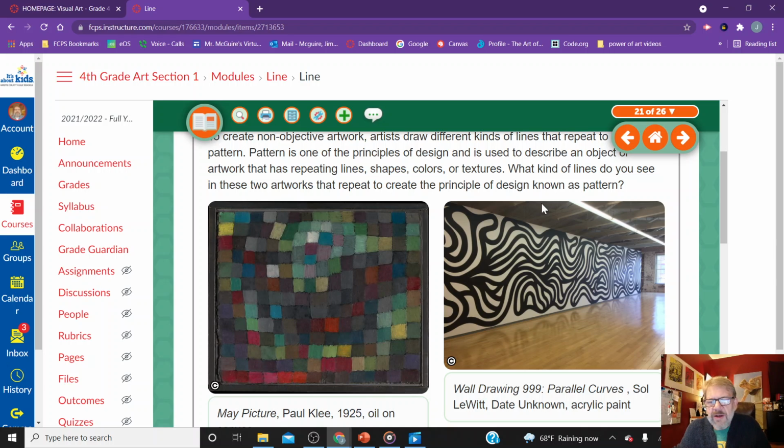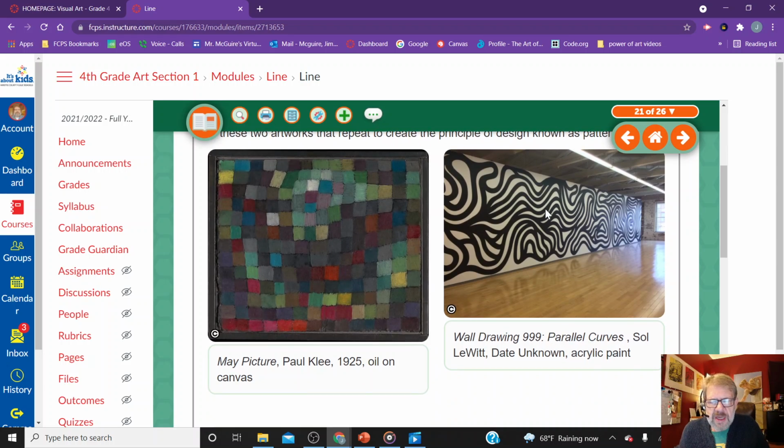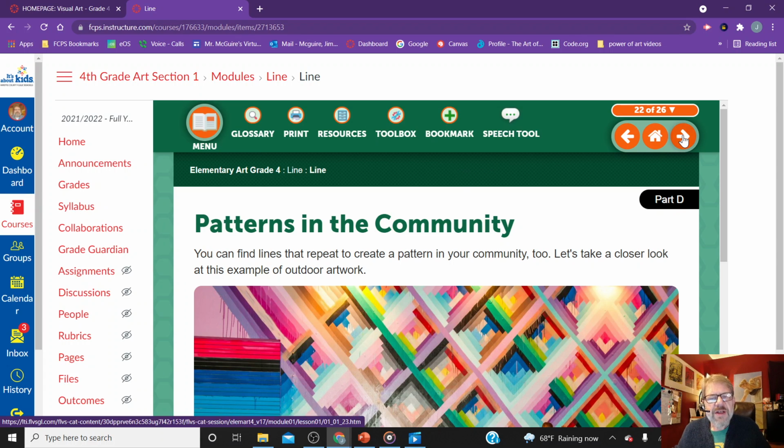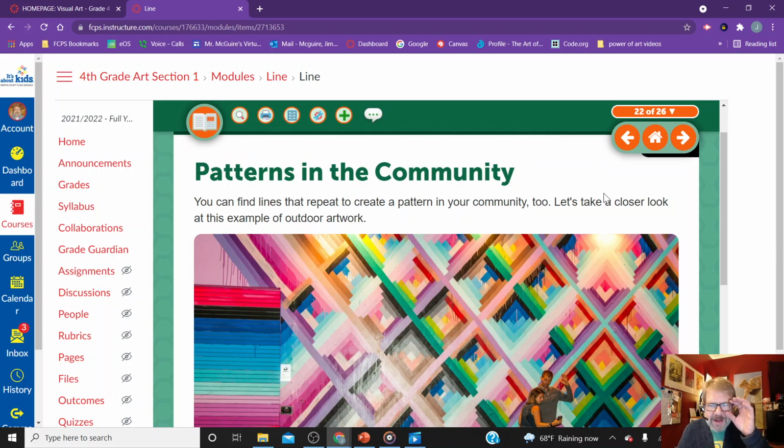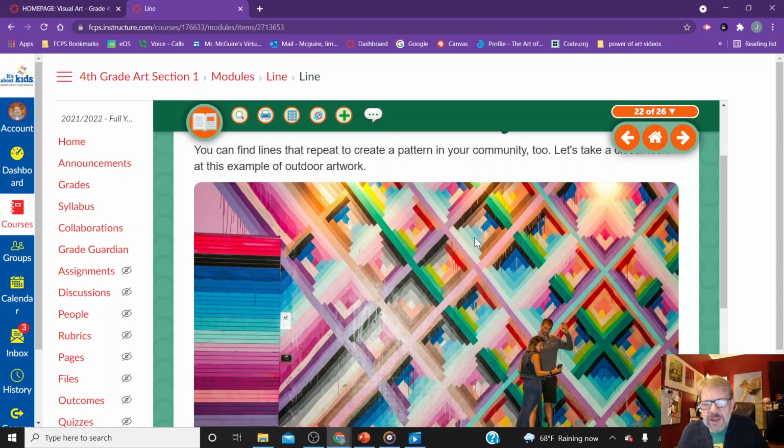These are sort of random, what we call contour lines, lines that find the outside edge of an object. You can look for patterns in the community around you. And again, if we look at this work of art, this is really neat. They're making great use of line. We see lots of diagonal lines creating these sort of like X's that go across. And then those X's create these little diamonds.